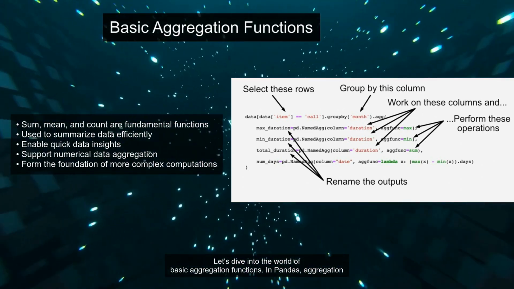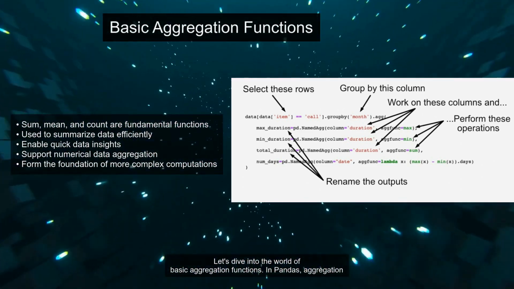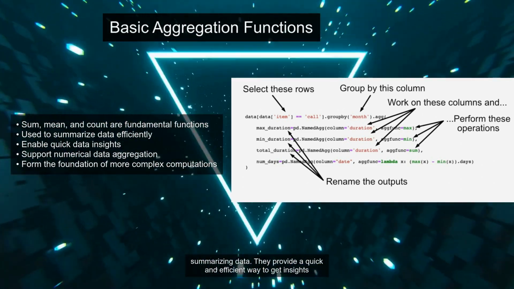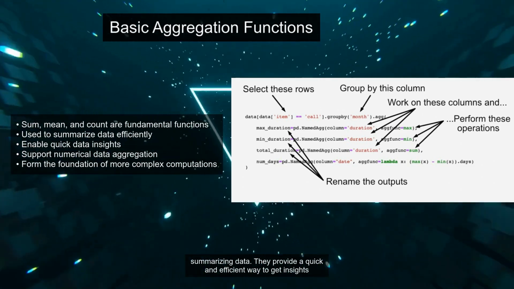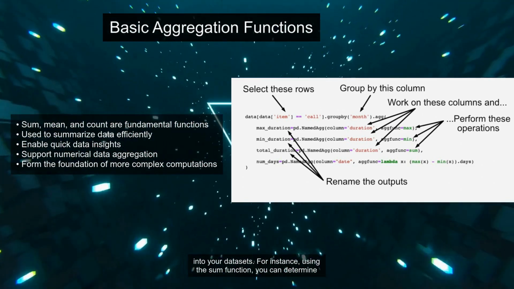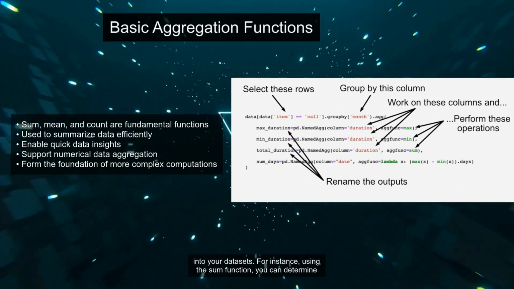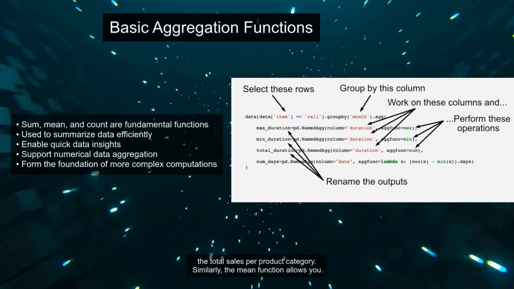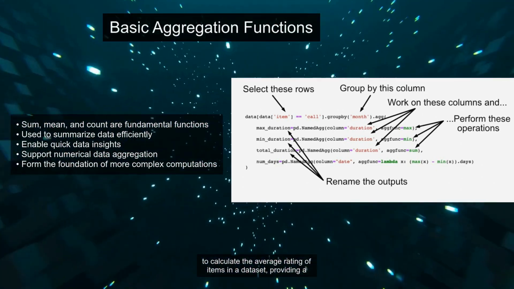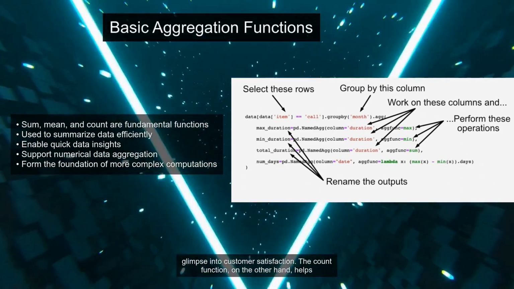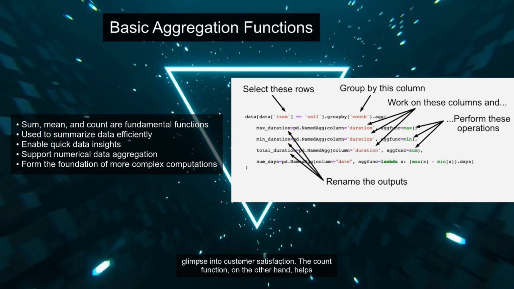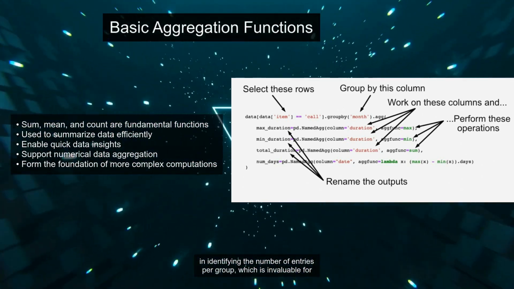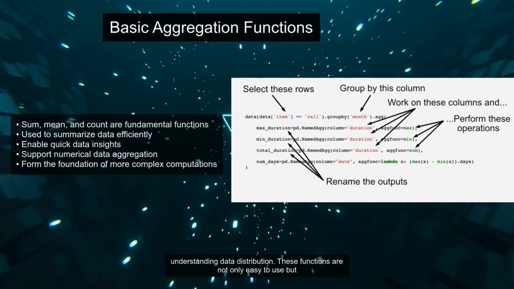Let's dive into the world of basic aggregation functions. In Pandas, aggregation functions such as sum, mean, and count are your go-to tools for summarizing data. They provide a quick and efficient way to get insights into your datasets. For instance, using the sum function, you can determine the total sales per product category. Similarly, the mean function allows you to calculate the average rating of items in a dataset, providing a glimpse into customer satisfaction. The count function, on the other hand, helps in identifying the number of entries per group, which is invaluable for understanding data distribution.